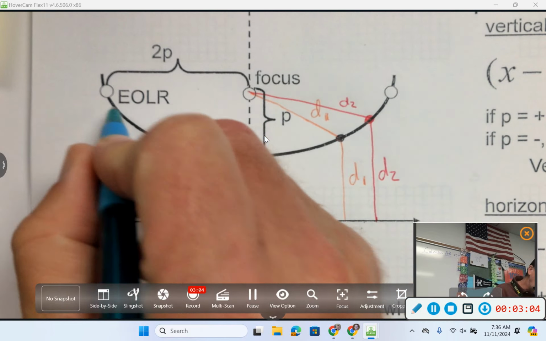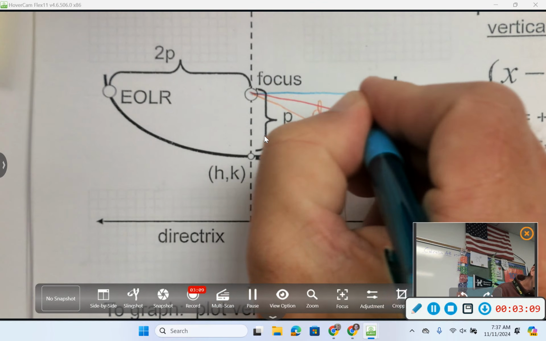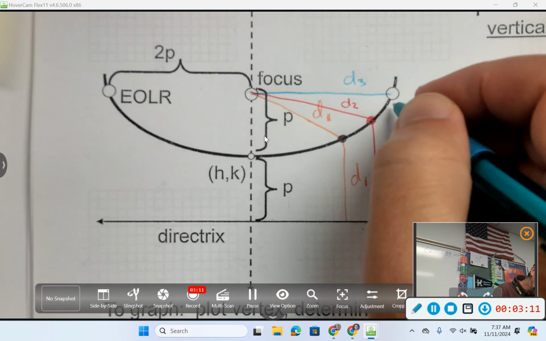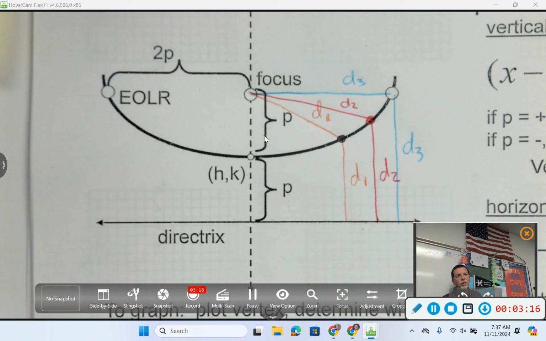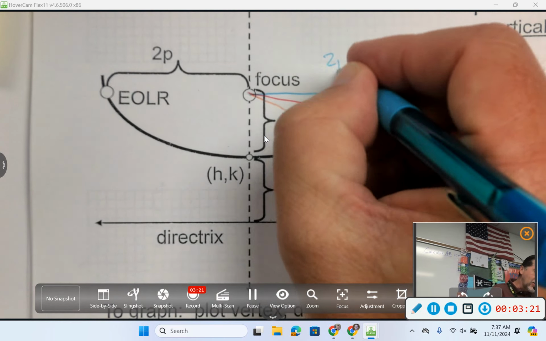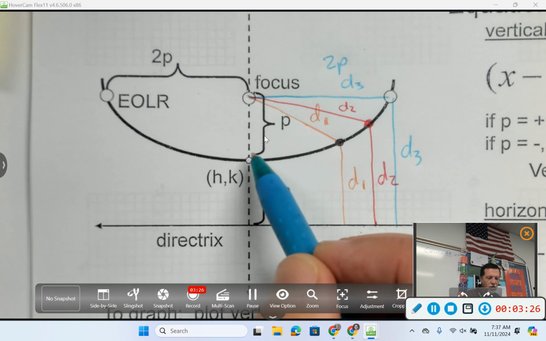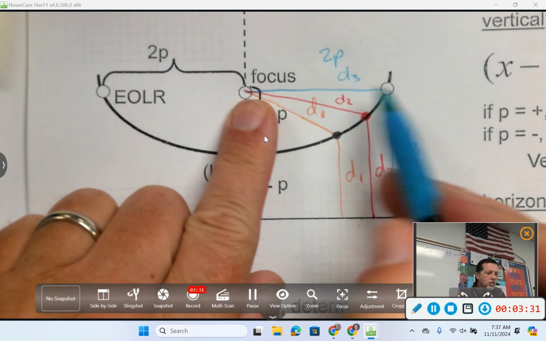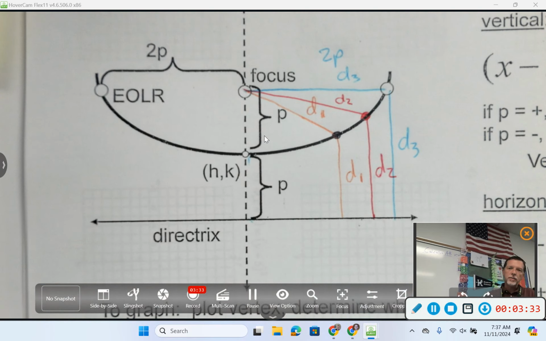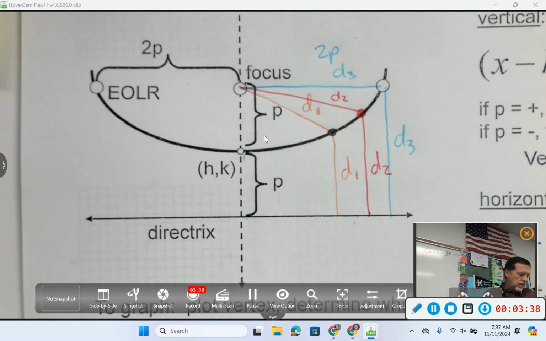Important points are these EOLR points. You don't even need to know what that stands for. They're the ones that are straight out from the focus. And we know that length. That length is 2 times p. So if p is vertex to focus, vertex to directrix, that's p. But then focus to these 2 side points is 2p. Okay.